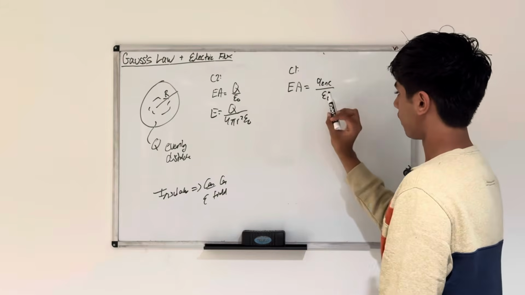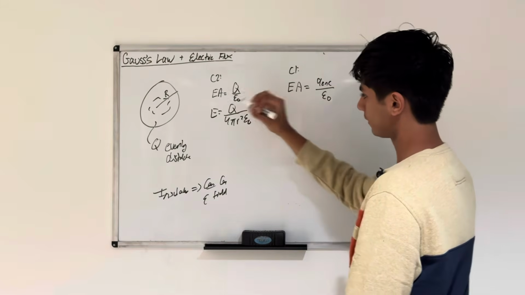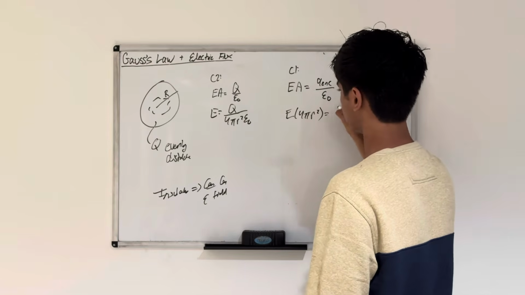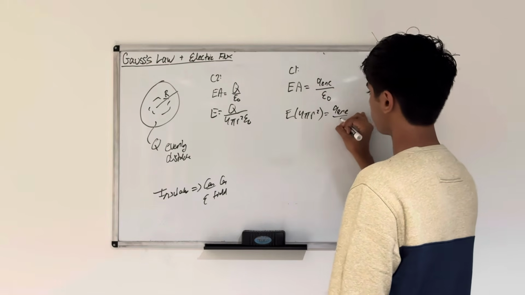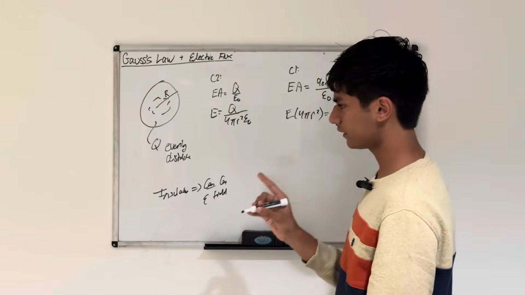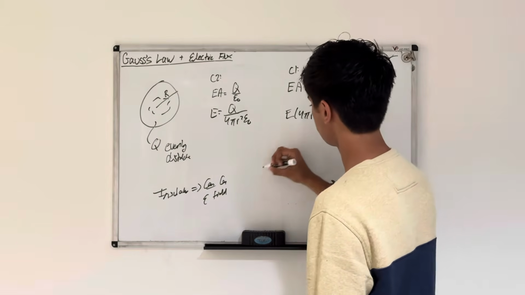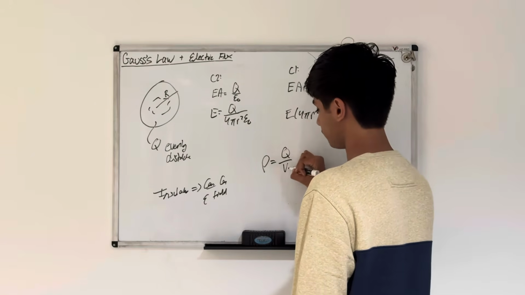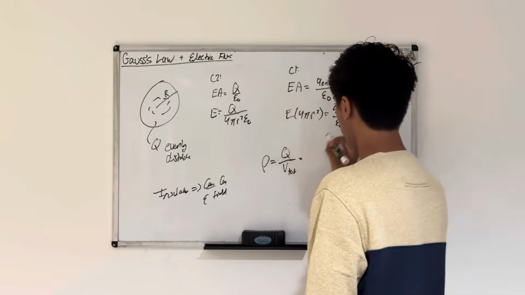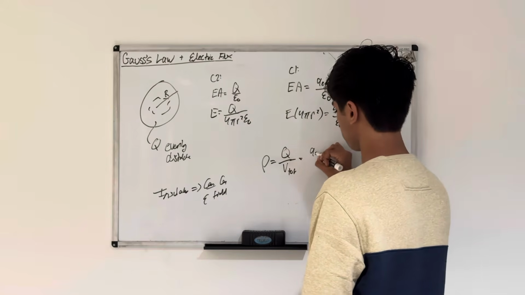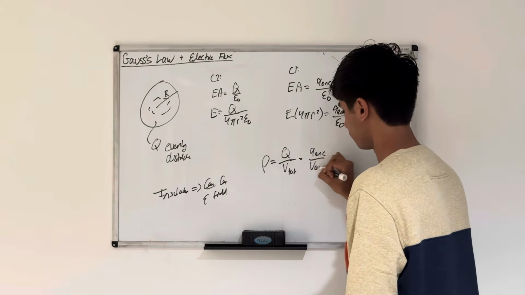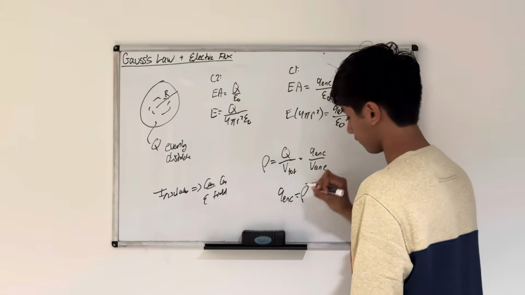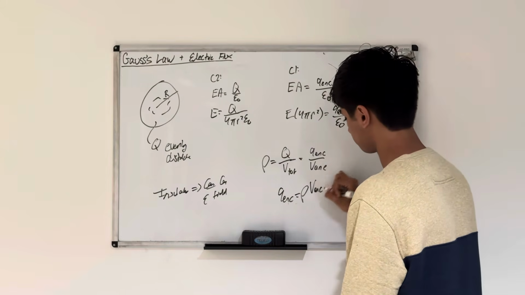So EA is equal to Q enclosed over epsilon naught. We know that A is going to be 4 pi little r squared, over epsilon naught times Q enclosed. But what is our Q enclosed? This is where we have to use the volumetric charge density. The volumetric charge density is equal to Q total over V total, right? And so for our enclosed quantities, rho equals Q enclosed over volume enclosed. So Q enclosed is equal to rho, the volumetric charge density, times volume enclosed.